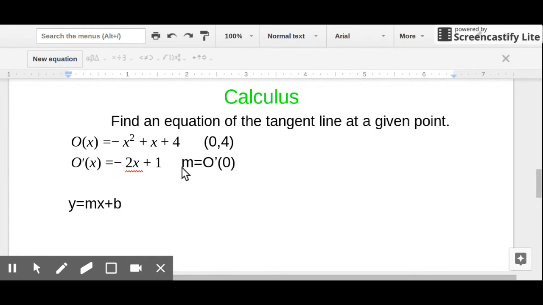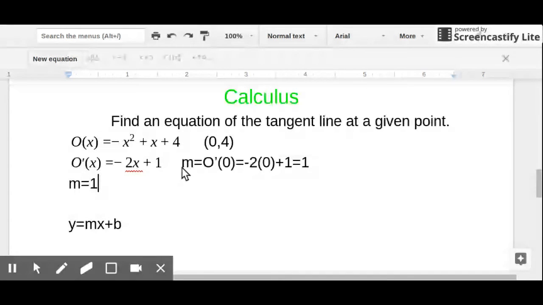All right, plugging 0 into O prime, that's going to be equal to -2 times 0 plus 1, which is actually equal to 1. So we know that our slope is 1. M is equal to 1. We'll just go ahead and rewrite it right here.